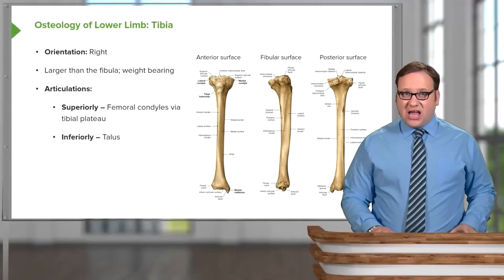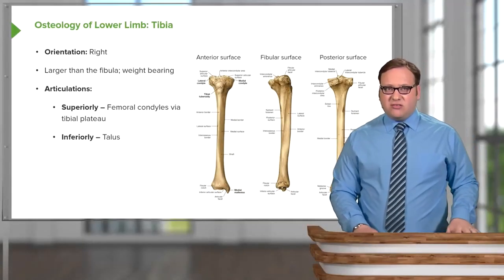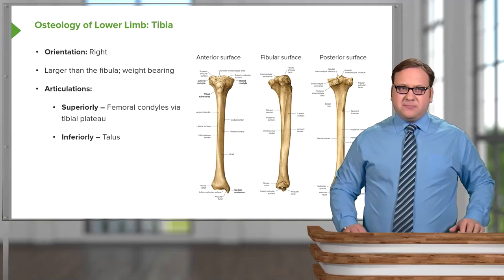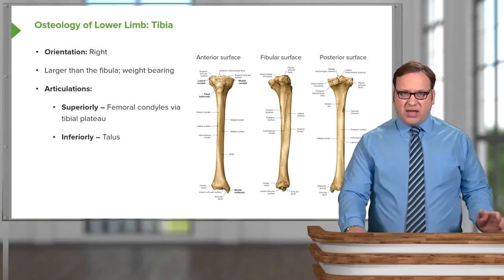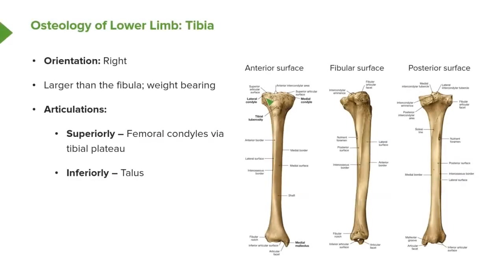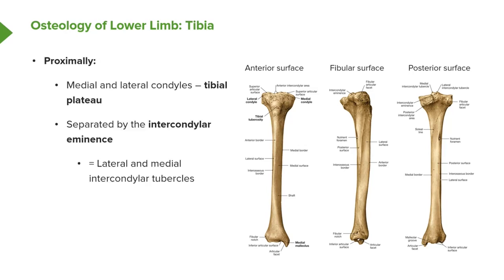The tibia is larger than the fibula, and it's mostly involved with weight bearing. The articulations occur superiorly between the femoral condyles on the tibial plateau, which we can see here, and also inferiorly with the talus. And here I mentioned previously the medial malleolus. When the fibula's in place, we have two malleoli, medial and lateral, and they help to form the ankle joint.